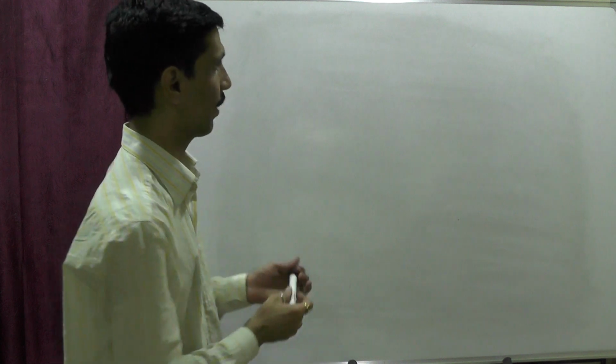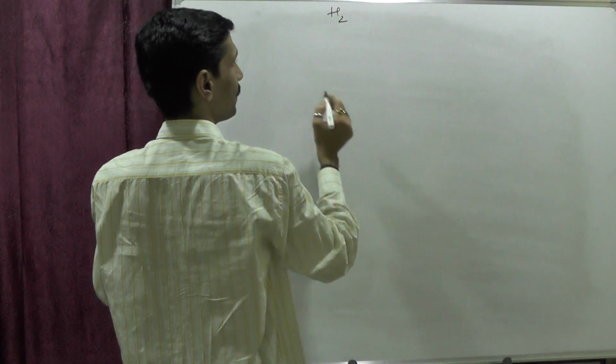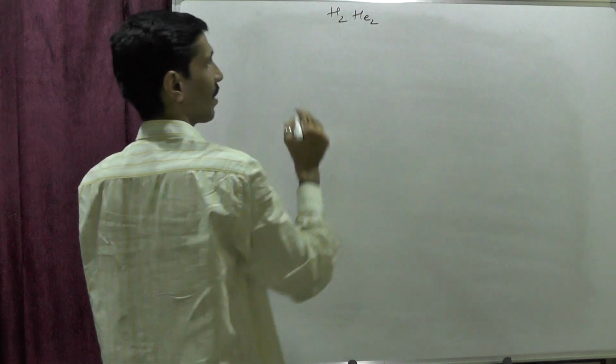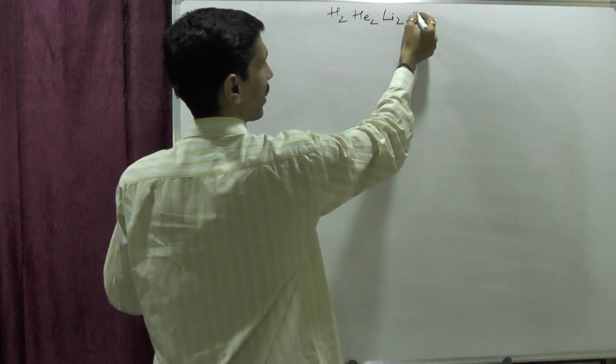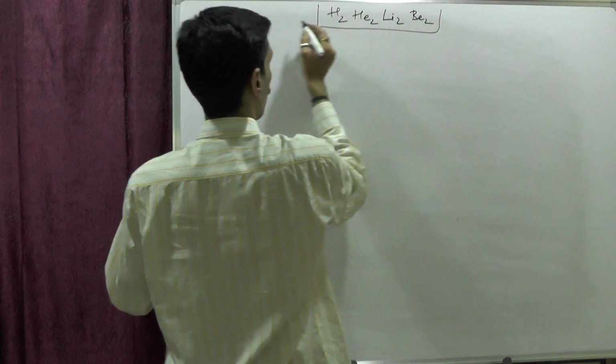और फर्स्ट पार्ट में कौन से मॉलिक्यूल्स है, और वो है हाइड्रोजन है. फिर सेकेंड मॉलिक्यूल कौन सा आएगा, हीलियम. फिर तीसरा कौन सा आएगा, लिथियम. और चौथा आएगा बेरिलियम, Be2. ओके, दिस इज द पार्ट 1.